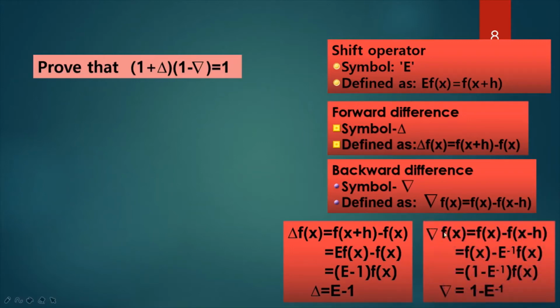And nabla fx equals fx minus fx minus h. That is fx minus h means E to the power minus 1 fx. So nabla equals 1 minus E to the power minus 1. So these are the hints. Now think. I am giving 5 seconds to think, and after that I am giving the solution. So think.